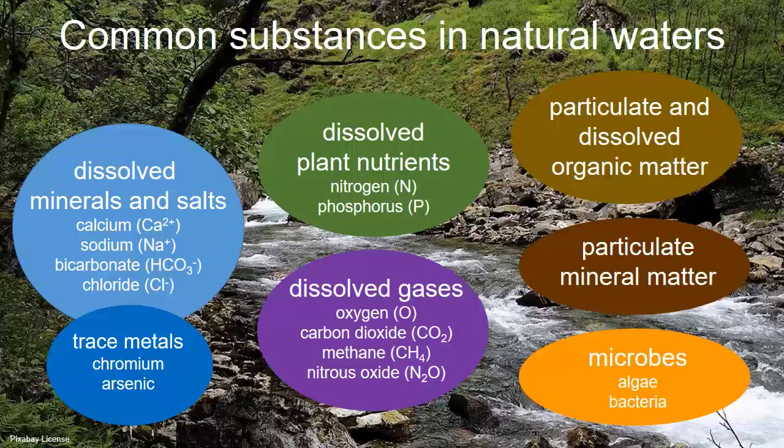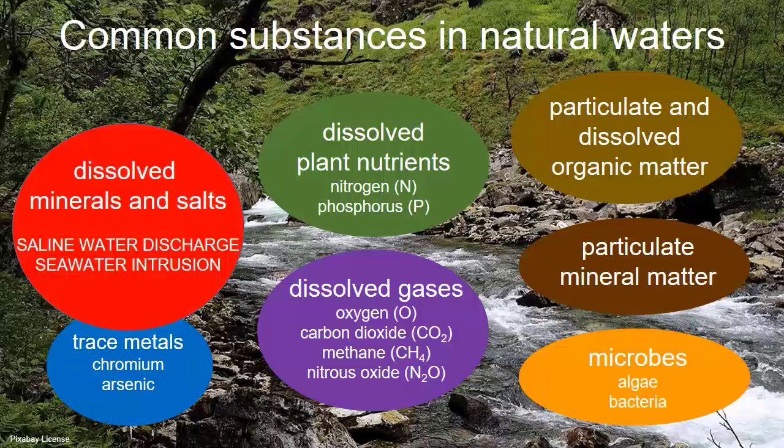A large part of water pollution influences the concentrations of substances that occur naturally. For example, discharge of saline water increases dissolved minerals and salts, as does over-abstraction of water from coastal rivers and aquifers, which causes seawater intrusion. Toxic trace metals are common in industrial discharges and runoff from mining sites.